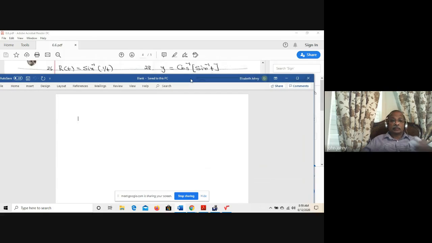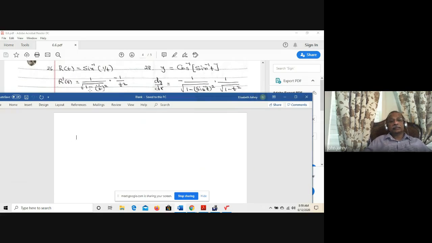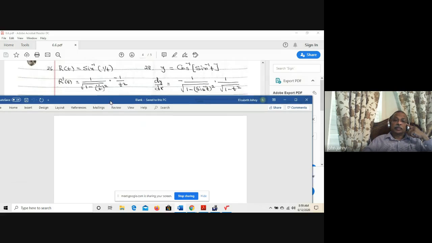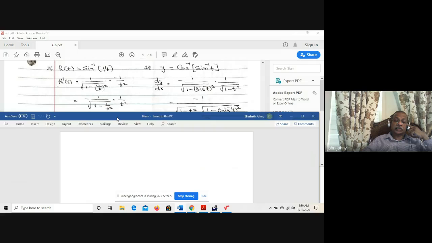Sine inverse 1 over t. Differentiate. First you use the formula for sine inverse function. R prime t is equal to 1 over square root of 1 minus 1 over t the whole square times derivative of 1 over t is negative 1 over t square. Now differentiation part is over. Now a little algebra is here.